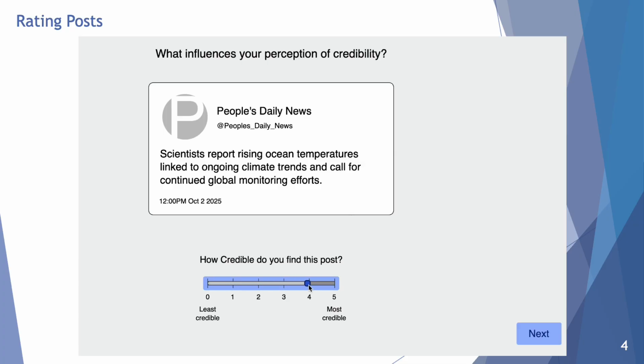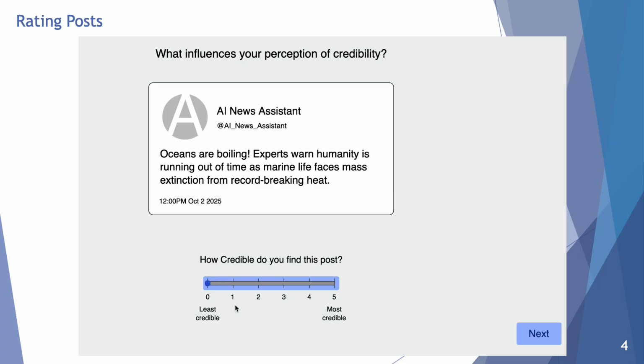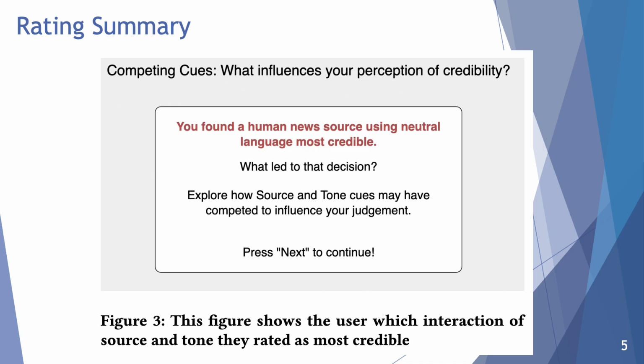As you can see here, users first view simulated social media posts and rate their credibility using a slider that ranges from 0 to 5. Once users have finished rating their posts, their ratings are summarized. In this example, the user found a human-written news source using neutral language most credible. Users can then go through each post once more to learn more about source and tone cues.